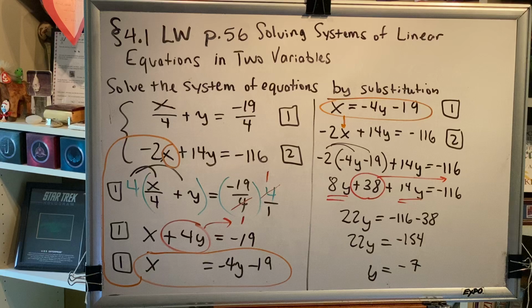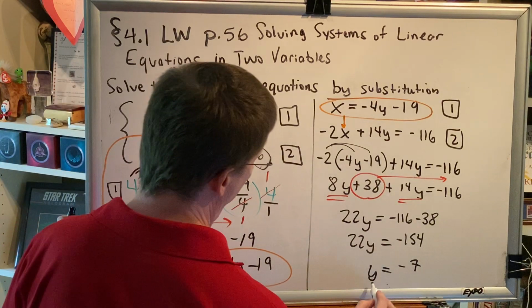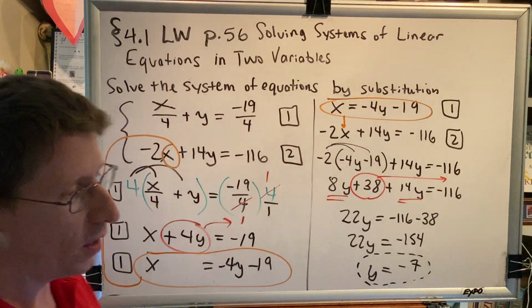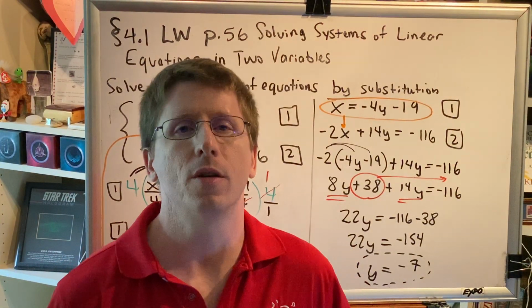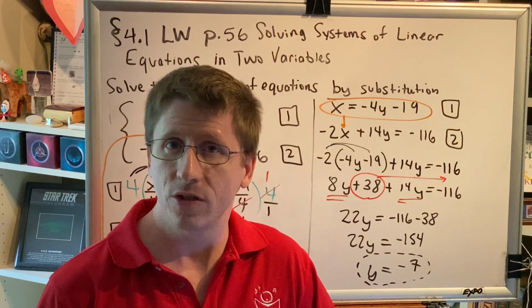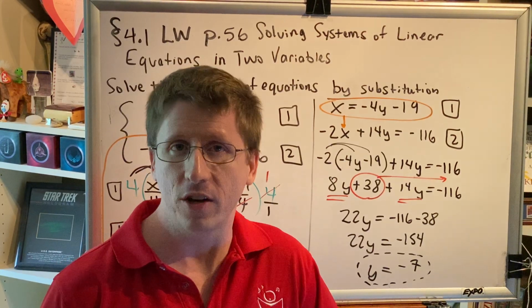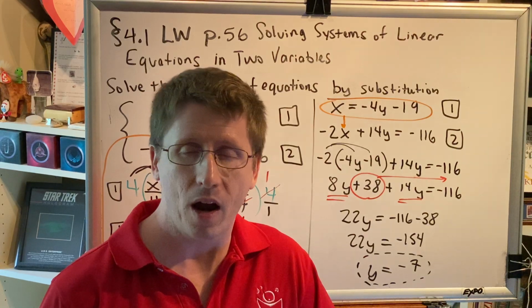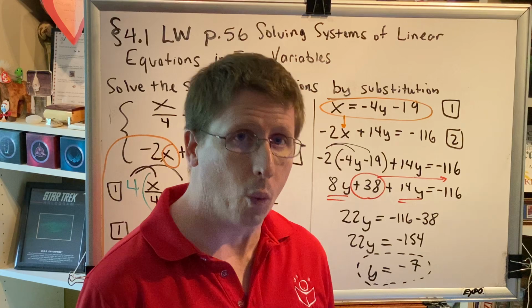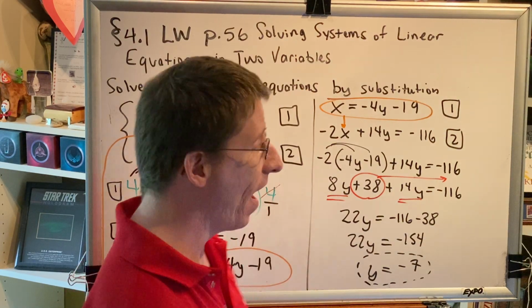Okay, so we found the value of one of our variables, but this is not our final answer. Think about the previous videos you've watched. Solving a system means finding the collection of all ordered pairs that satisfy both equations at the same time. An ordered pair, a point, has an x and a y. At this point, all we know is the y. We still need to find the x.